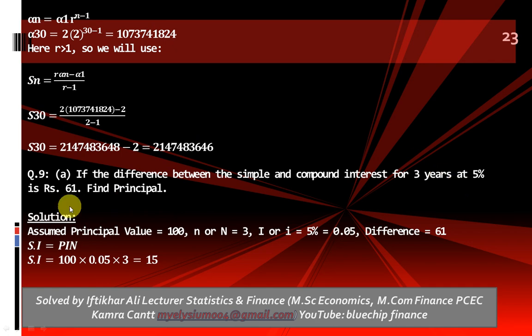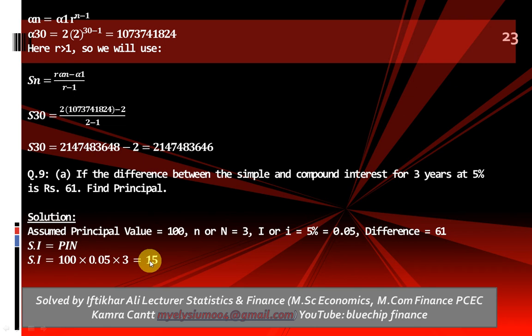Question number 9, part A is: if the difference between the simple and compound interest for 3 years at 5% is rupees 61, find the principal. Simply, with an assumed value, first of all we calculate the simple interest. After that, with the assumed principal of 100, we will calculate the compound interest. So the principal amount is 100, that is assumed, n is 3 years and the rate of interest is 5%.